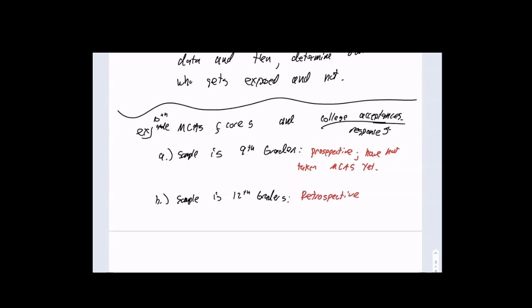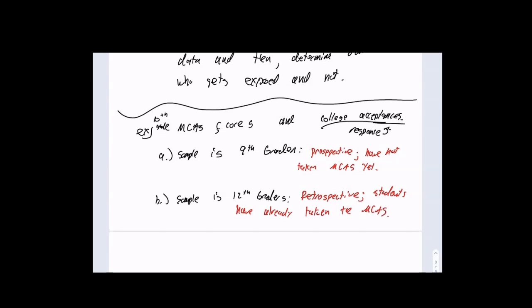And the reason is that the students have already taken the MCAS. So what's differing between these two groups is how they did on the MCAS, those who passed the MCAS versus those who failed the MCAS, and their college acceptances. That's the response variable.